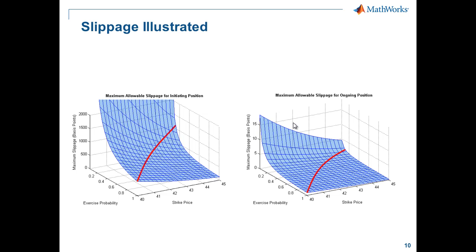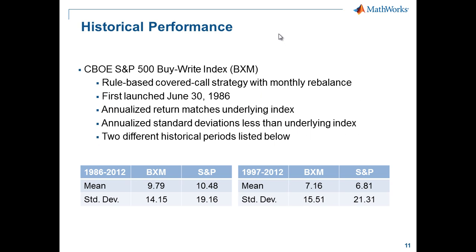If we look at the historical performance for this type of strategy, the CBOE developed an index in the mid-'80s called the S&P 500 BuyWrite Index, or BXM, and it's a rule-based covered call strategy that's similar to the one that we're looking at. And if you look at two different historical periods, the first is the life of the index, and the second is a 15-year period, which is consistent with the period that we're going to be looking at.